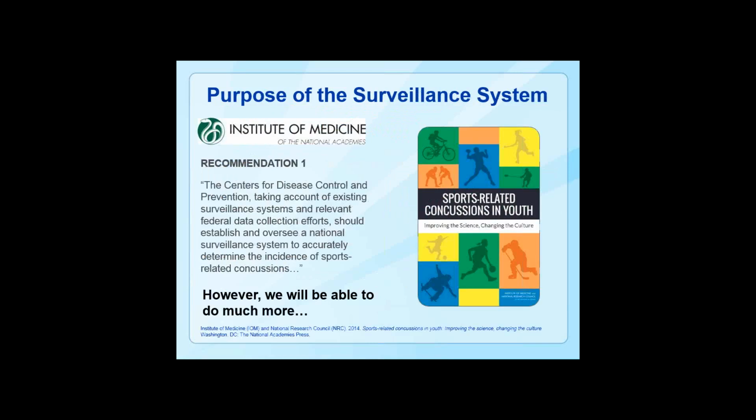Here is the specific recommendation from the Institute of Medicine that was the impetus for a national surveillance system for concussion. What I'd like to highlight here is, although the initial focus may have been on sports-related concussions in youth, the system as designed from the beginning will be able to provide a much wider range of information about TBI. I'd like to now walk you through the goals of the system that relate to the IOM report, and then expand to the broader perspective that was taken in the development of the system.